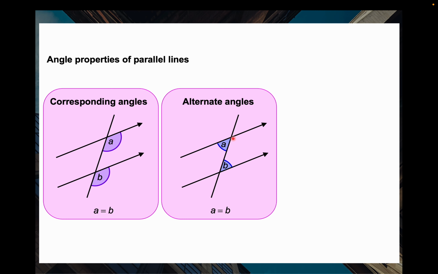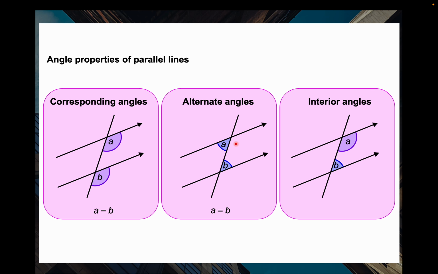Actually, we have two alternate angles here. Okay, so interior angles, so the angles are located sort of inside, sometimes called the one-sided interior angles. So the sum of those one-sided interior angles will be 180 degrees.